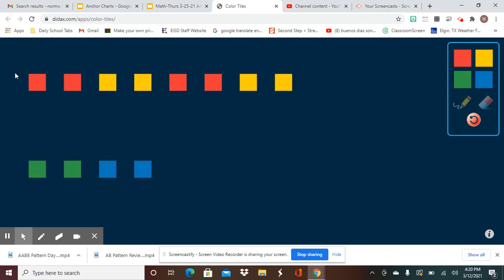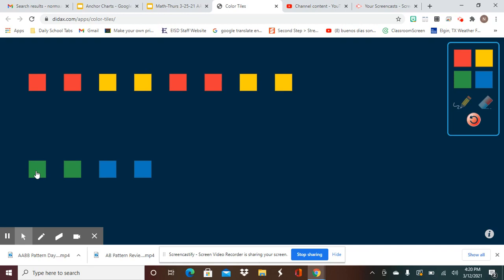Okay, let's read it together. Red, red, yellow, yellow, red, red, yellow, yellow. Or 2 reds, 2 yellows, 2 reds, 2 yellows. Good job. Let's move on to our next AABB pattern.